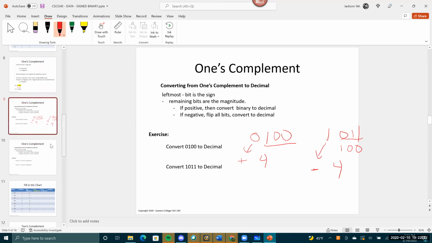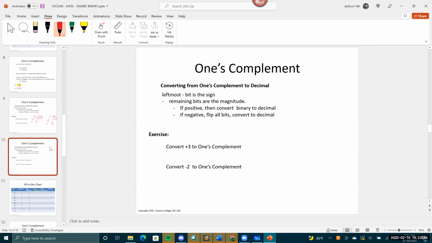All right, next. Okay, so now we start off with the decimal value. So +3 and -2. I'll give you a minute. Convert these to one's complement following the rules that we've discussed.